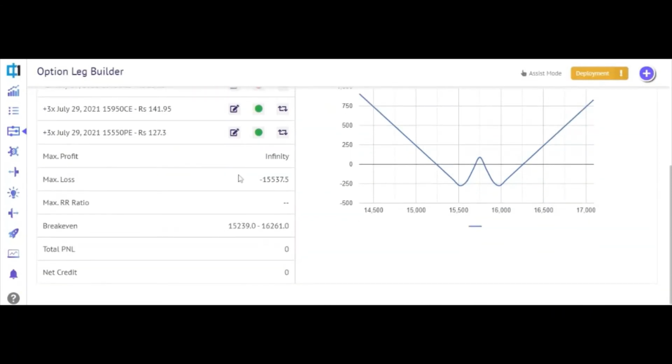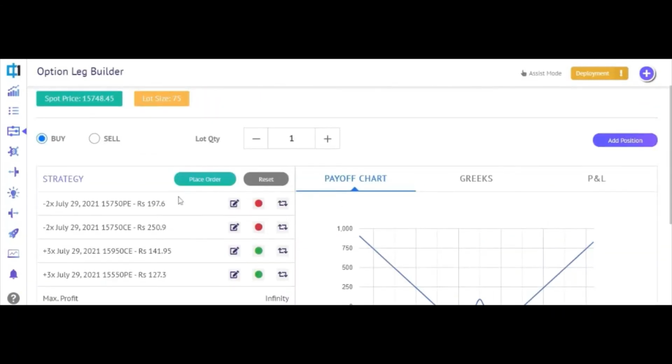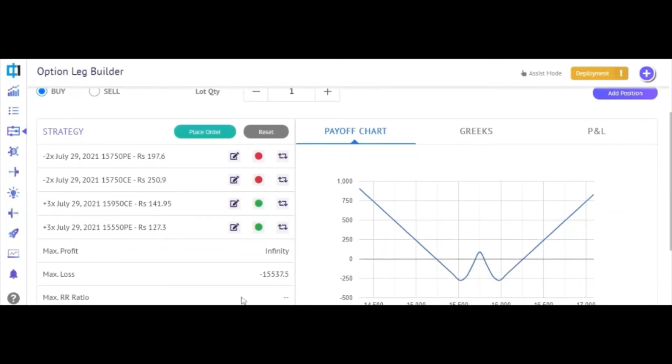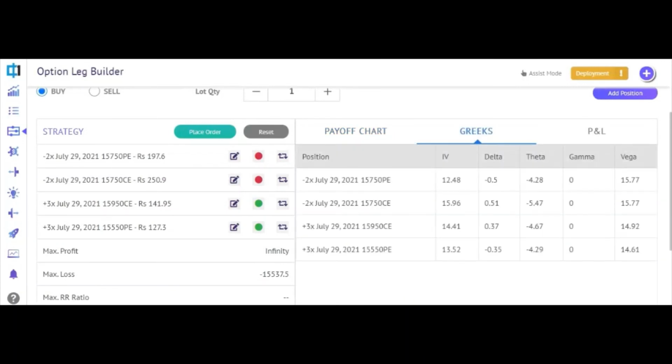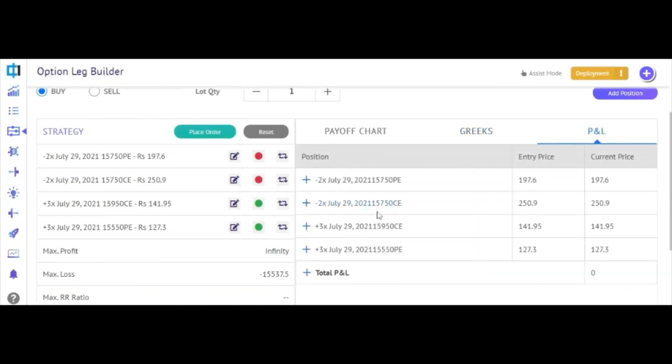Okay. So similarly, you can make changes till you hit an acceptable level of risk and reward for the composite position that you are willing to take. You can further explore the Greeks. So for each position, you know the implied volatility, the delta, theta, gamma, omega, your overall P&L profile.